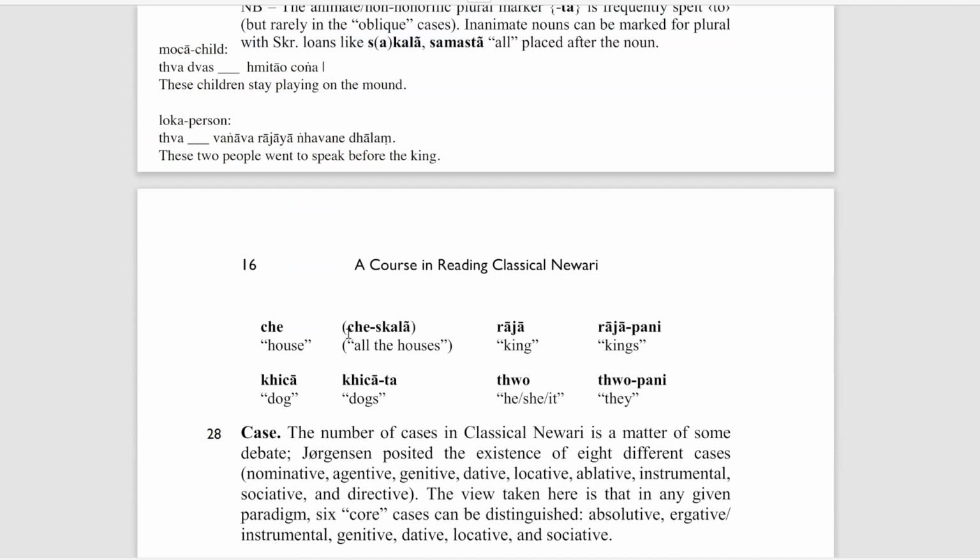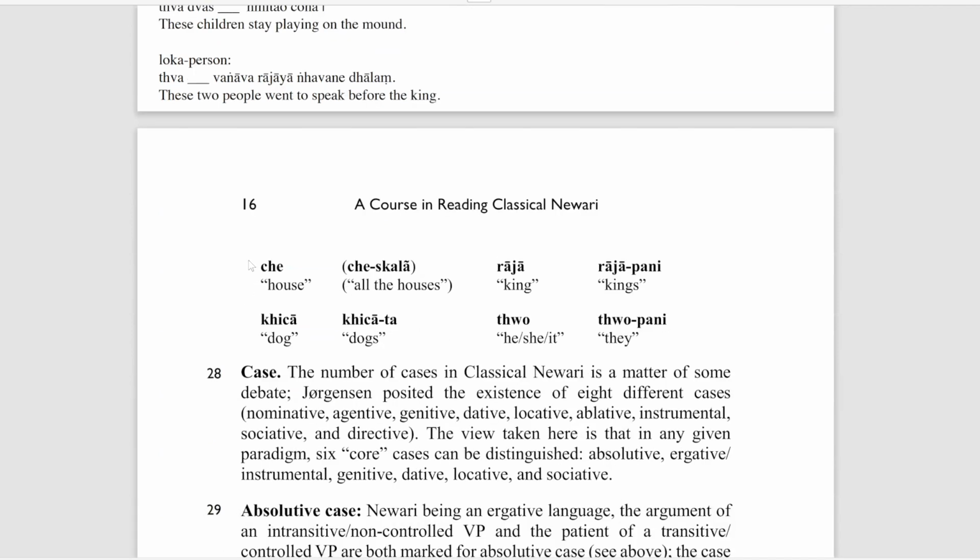And then the textbook gives more examples. So che is house, home. And if we want to add a Sanskrit-derived marker like sagala, then that will be che sagala. All the houses, many houses. So that's for the inanimate things.